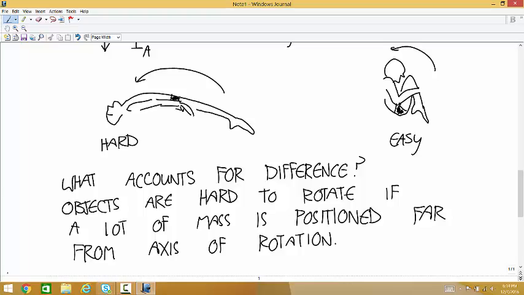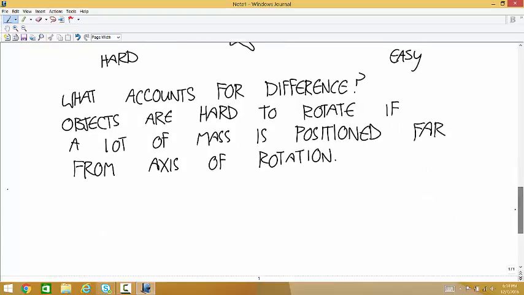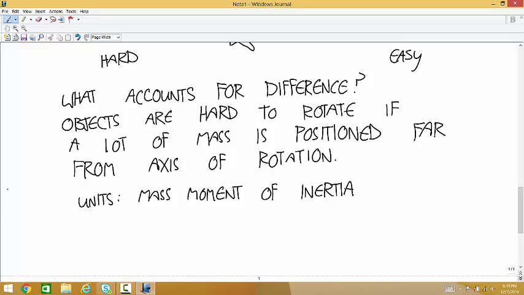And we're going to do calculations for only one kind of shape. Let me do units first. So units for mass moment of inertia are mass times length squared.